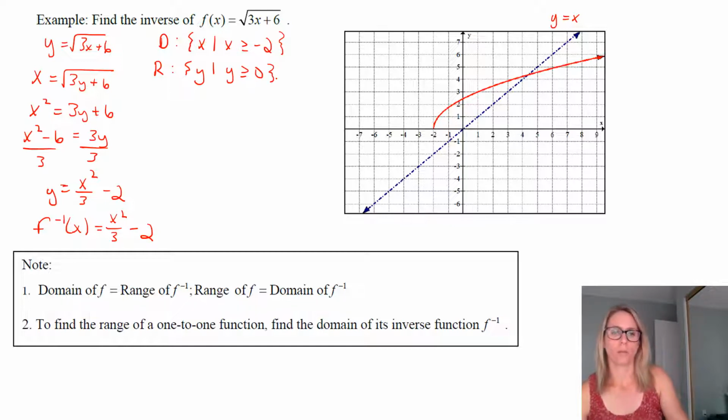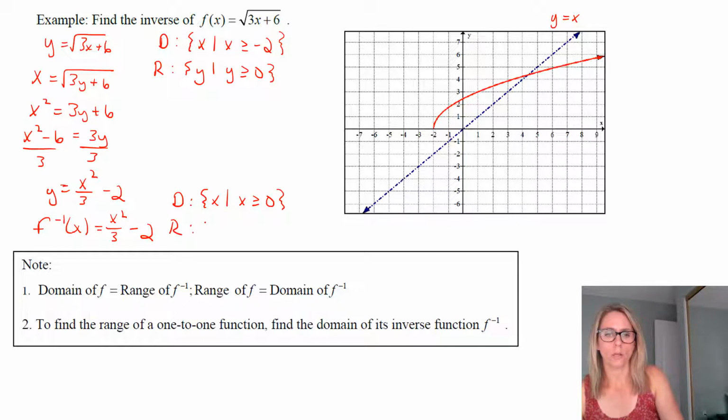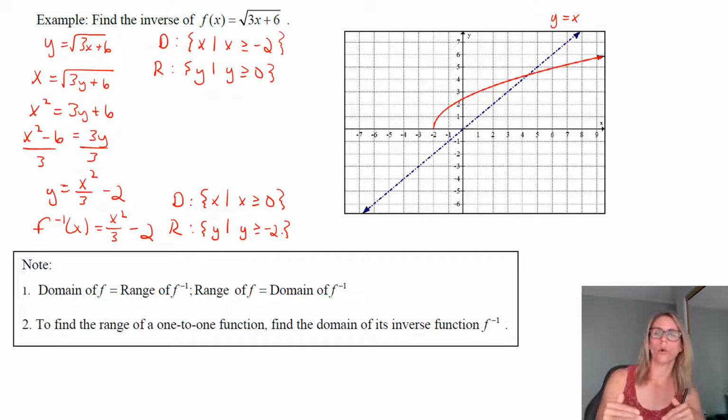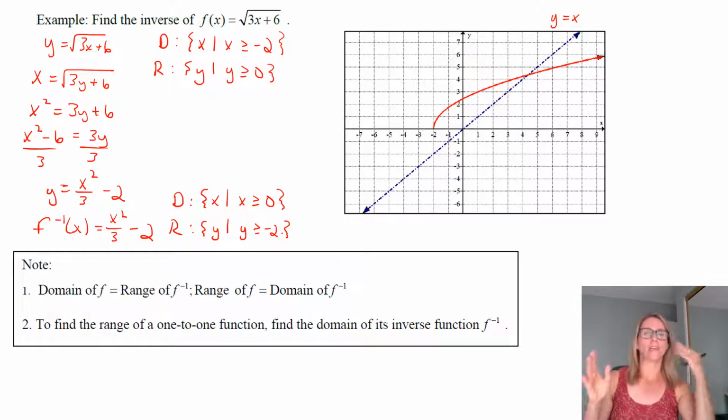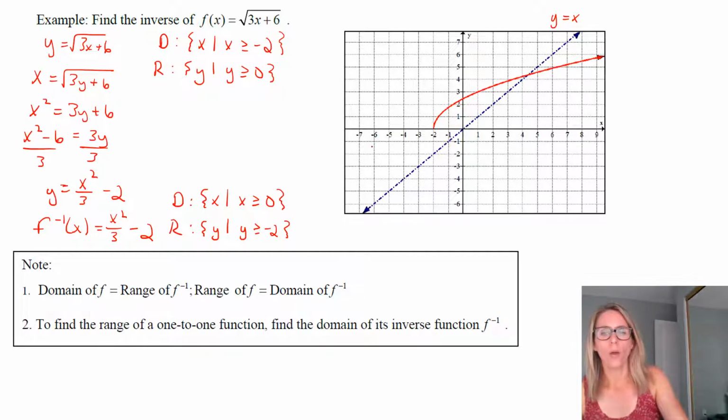So what I'm saying is this inverse that we found is in fact the inverse, as long as the domain is, of course, the range of our original, and the range here is the domain of the original. And as long as we have that, as long as that's the domain and range, you are good. That is your inverse.